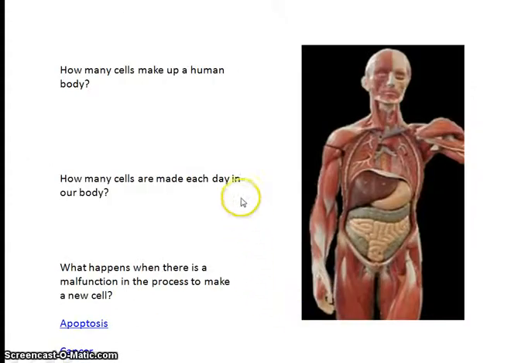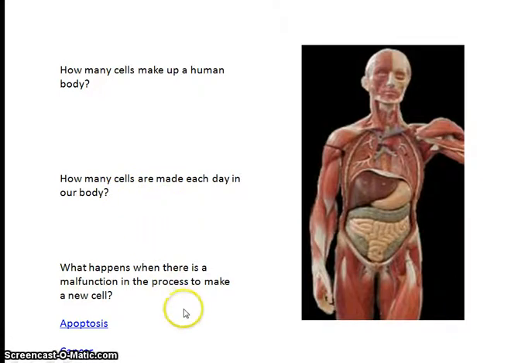Okay, so a couple more questions. How many cells make up a human body if we are entirely composed of cells? And the answer is trillions of cells. And then, okay, so cells eventually wear out and die, so how many cells are made each day in our body? And that's billions of cells. It takes constant mitosis to keep our body functioning and our cells healthy.